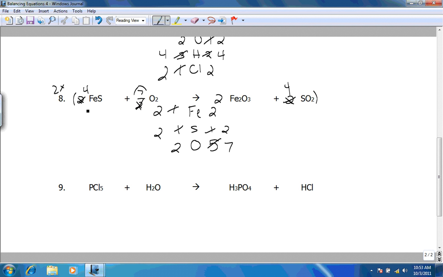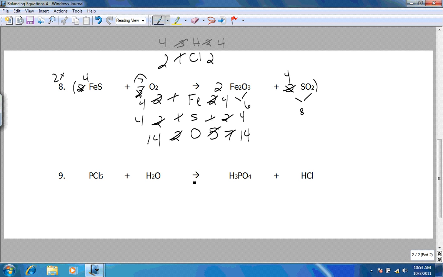So let's check this again. We have now 4 irons on the left and 4 on the right. We have 4 sulfurs on the left. We now have 4 on the right. And oxygens, we have 14 on the left, and we have 6 here and 8 here. So that means we also have 14 on the right. See how that works out? It's a toughie.